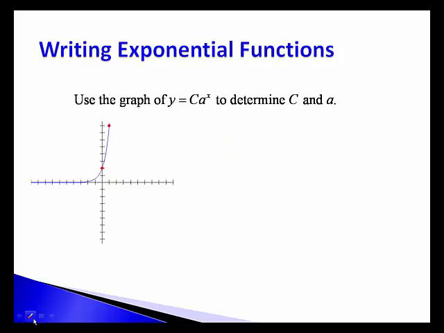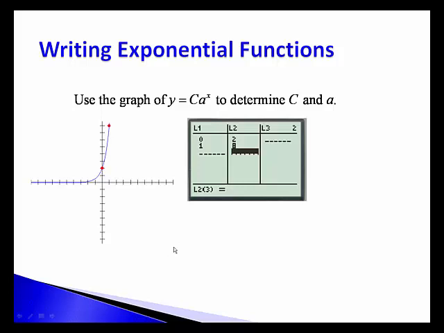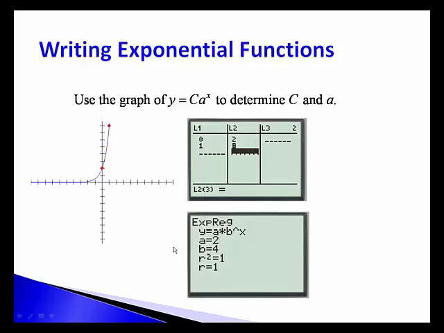Let's also look at how we could do that on our calculator. I would go to Stat and Edit and enter those 2 points. I would then ask my calculator to do an exponential regression, and it comes back with that same 2 and 4. So y is equal to 2 times 4 raised to the x power. And to complete the task we were given, we need to determine c and a, so c is equal to 2 and a is equal to 4. So far, exponentials aren't so bad. It may get a little hairier before we're done, but not so bad now.